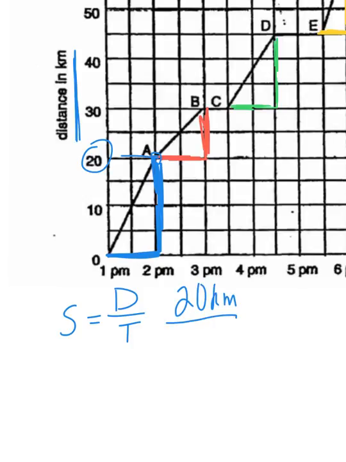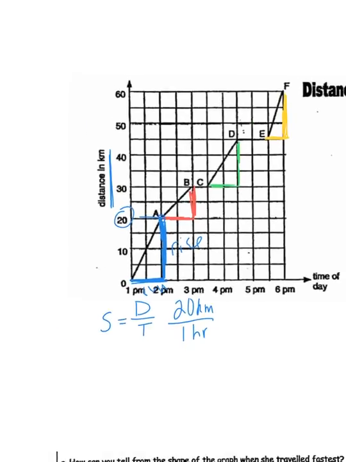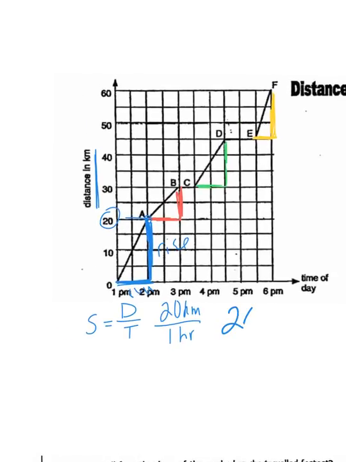And how much time did it take? Well, it was from 1 p.m. to 2 p.m., so it's 1 hour. So for the blue line, if I asked you what the speed was, it would be 20 divided by 1. In other words, it's rise over run, so that's going to be your slope. So the blue line, the speed is just 20 kilometers per hour. Okay, let's look at the red line now.